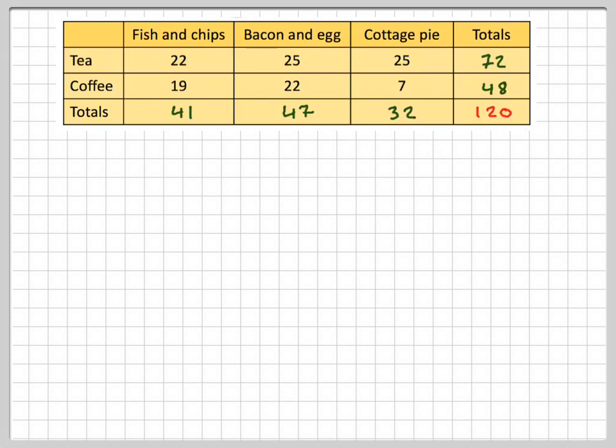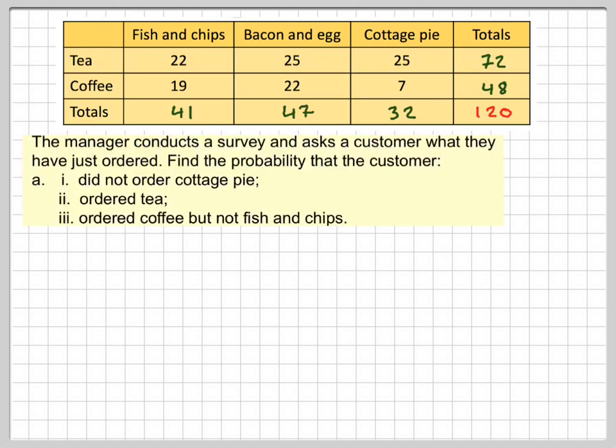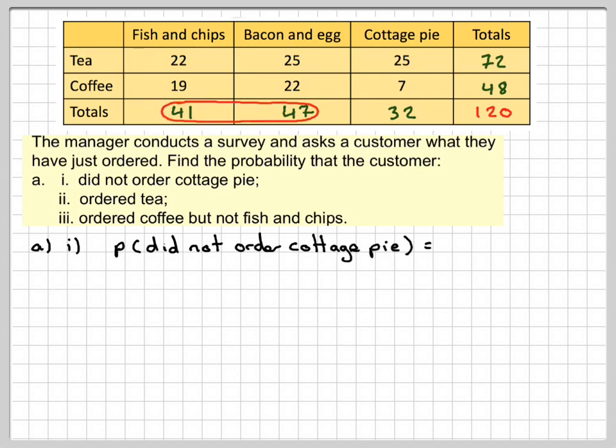Right, we're now ready to use our table to calculate probabilities. So the manager conducts a survey and asks the customer what they just ordered. Find the probability that the customer (a) did not order cottage pie. What you try to do is annotate the diagram. So these are ones that ordered cottage pie. These are ones that did not order cottage pie. So it's going to be 41 plus 47 out of the total 120, which gives you 80 out of 120 and cancels down to 11 over 15.